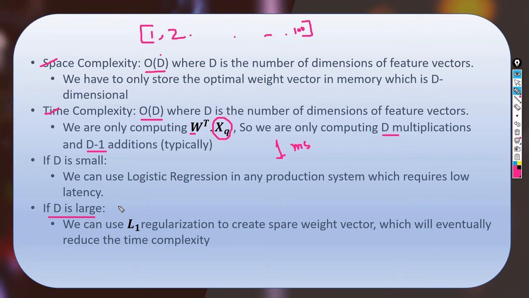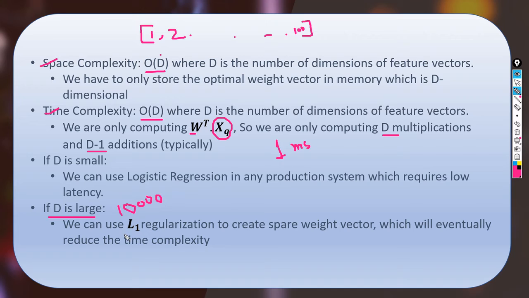But if D is large, say tens of thousands, say 10,000 is the feature vector dimension, then there won't be a problem of storing a 10,000-dimensional vector. That is absolutely fine. But for a low latency application, it might not be useful. But yes, there is a hack, or actually, that's not a hack. That is a proper concept by which you can reduce the time complexity compared to 10,000 dimensions.